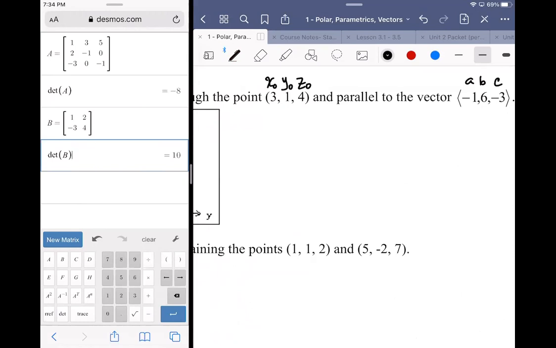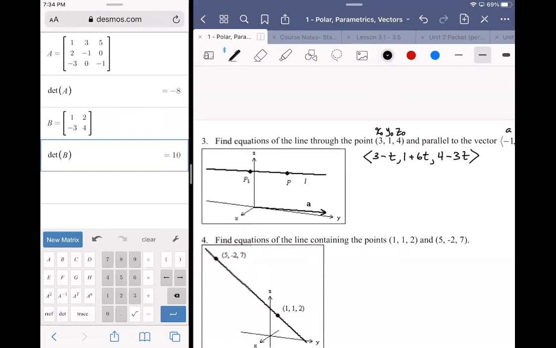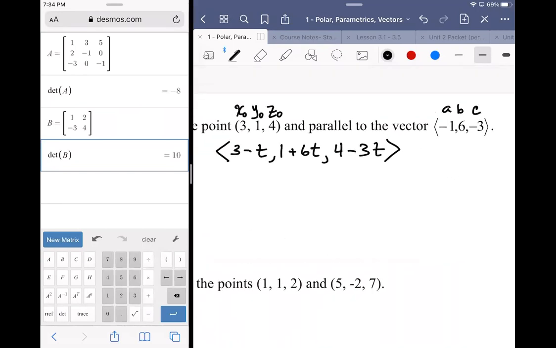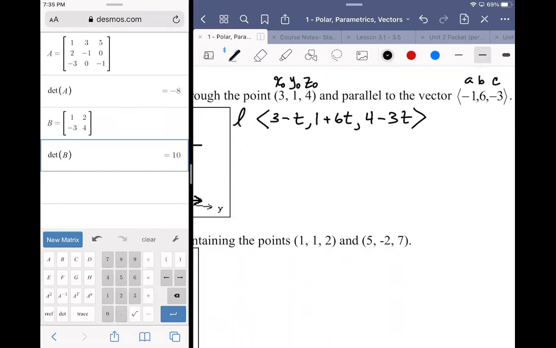So just making sure I'm still recording. So I can come up with very easily my set of parametrics for this line. So 3 minus t, 1 plus 6t, and then 4 minus 3t. All right. If I'm reading my own diagram correctly, a diagram I stole from the internet, they designated this as line L.